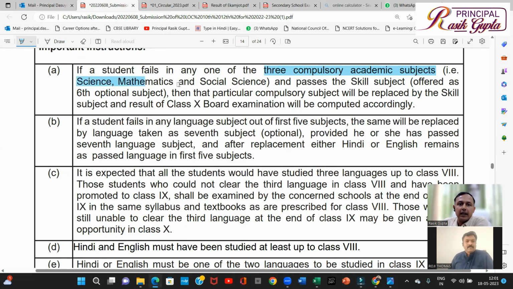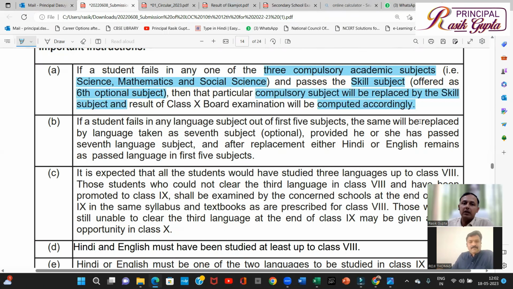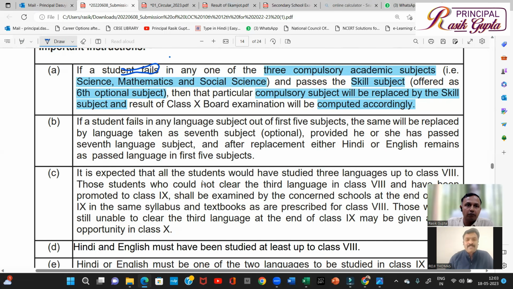Science, mathematics, and social science are called the 3 compulsory academic subjects, and the remaining 2 are the languages in the first 5. The skill subject will replace any one of the 3 compulsory subjects in which the child fails, but if the child does not fail, then there will be no replacement. And we need not replace. It is written very clearly there. It will be computed accordingly. It will be computed by the CBSE system itself. Absolutely right. We need not replace any subject.